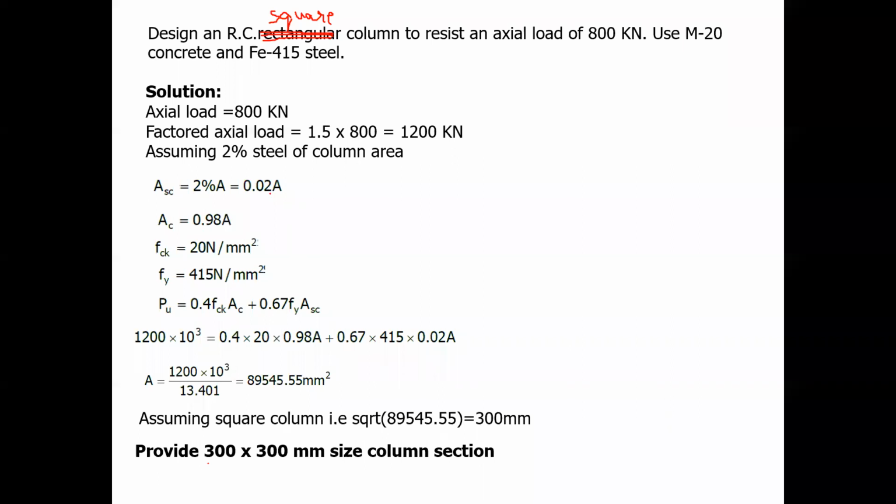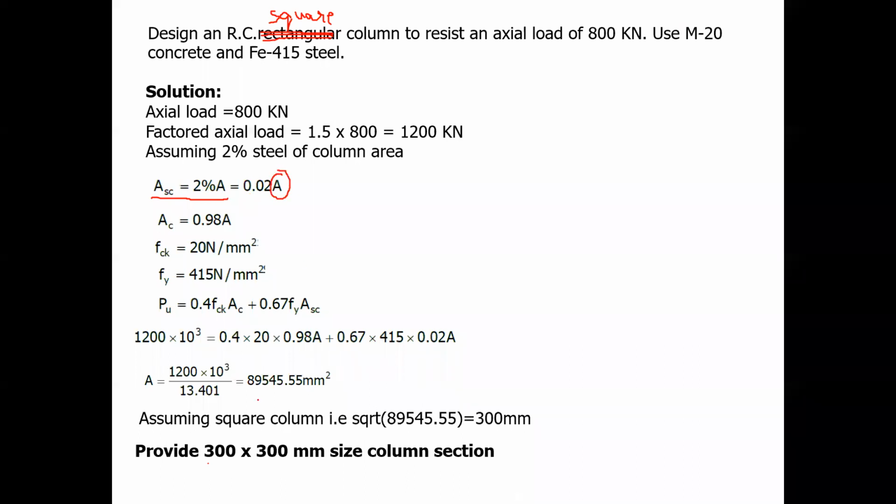So area of steel is 0.02 A, but you don't know the value, right? How are you going to calculate? No, see here, AC is already there, no? Area of steel is equal to 2% of A. So how much did you get for A?